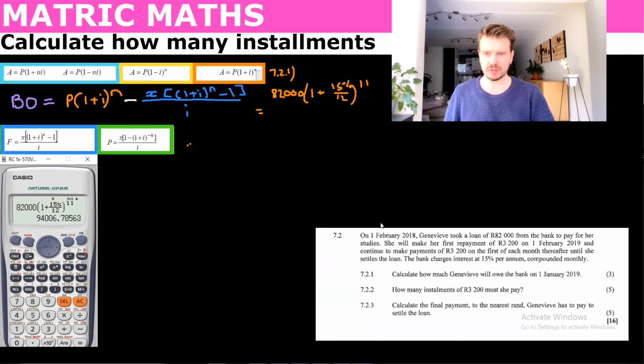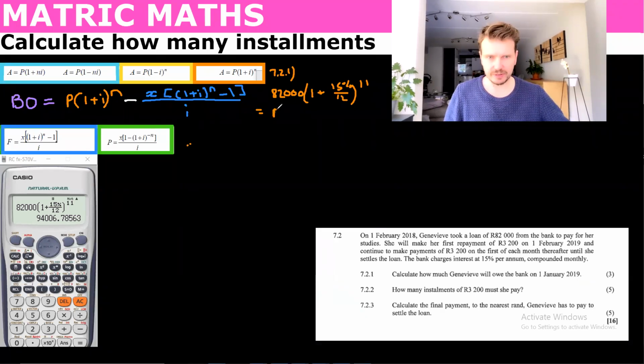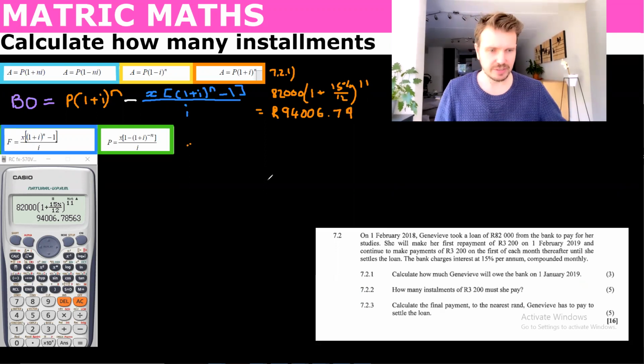Okay, so that's the first one, 94,006 Rand and 79 cents.